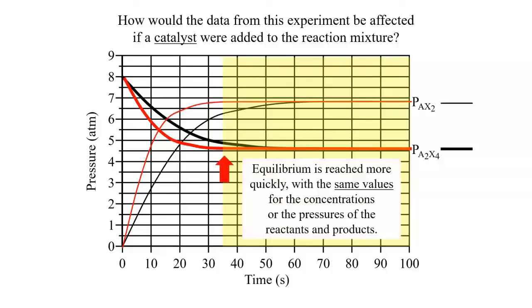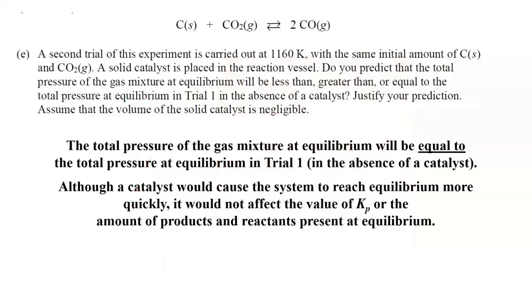But the most important point here is that when you add a catalyst, an equilibrium can be reached more quickly, but it's going to have the same values for either the concentrations or the pressures of the reactants and the products. So the answer to part E is the following.